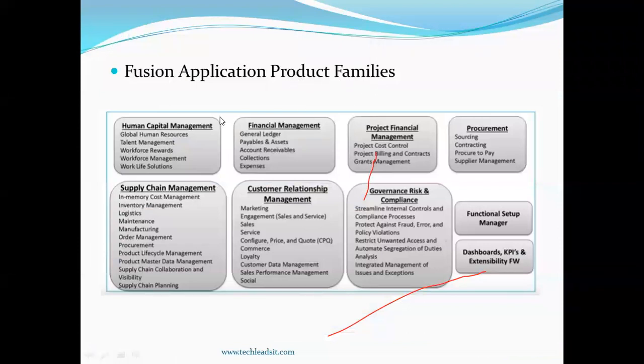So we can say the products are nothing but here, human capital management is one of the products, financial management is one of the products, procurement is one of the products, and supply chain management is one of the products. Each product has n number of offerings. We call them sub modules or sub products. If you see financial management, you can see general ledger, payables, assets, account receivables, collection, expenses.